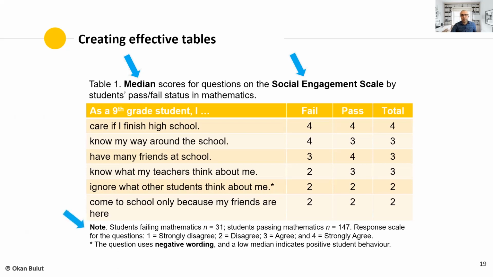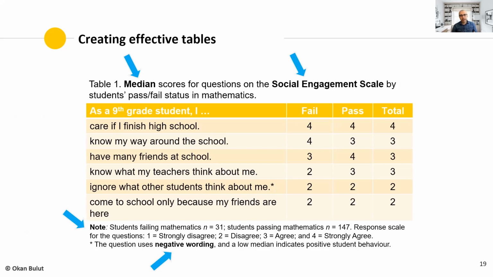In this case, I'm giving you some notes, and I explained the sample size for students who passed or failed the exam. This is what the table really gives you, a breakdown of the results based on fail and pass. I also tell you that some of the questions were negatively written, so this is how you need to interpret them: a low median indicates a positive student behavior.